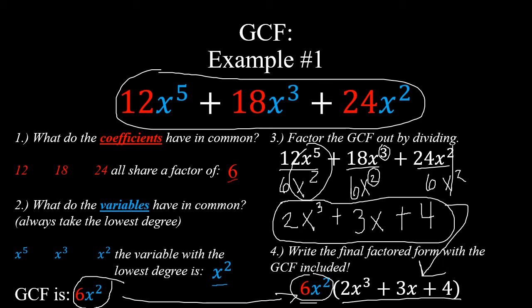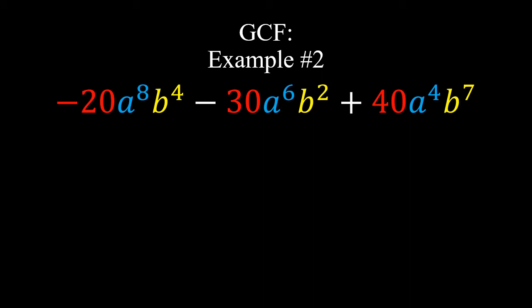So now let's look at another example when we have an extra variable included and a negative sign. Here's our second example, and the polynomial that we're starting with is negative 20 a to the 8th, b to the 4th, minus 30 a to the 6th, b squared, plus 40 a to the 4th, b to the 7th. The first thing I want you to notice is we now have a second variable. In our first example, we were only dealing with one variable, x. Now we have two variables, the a variable and the b variable.